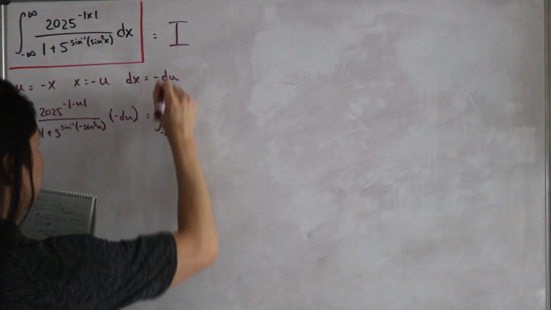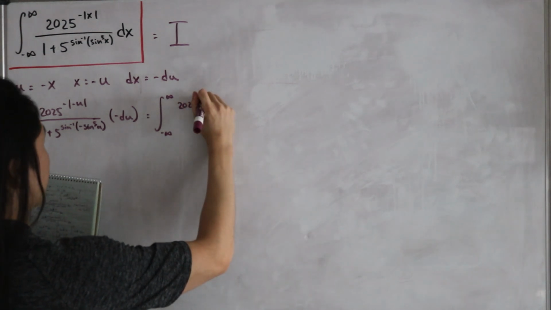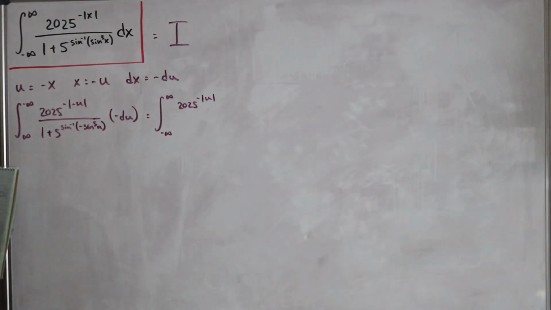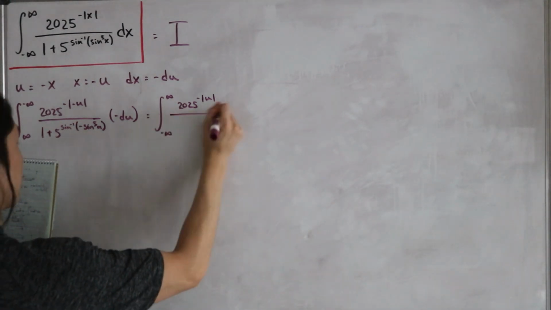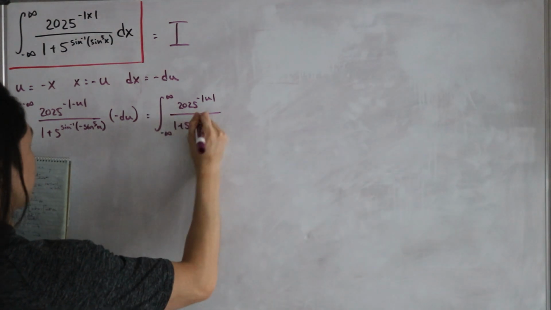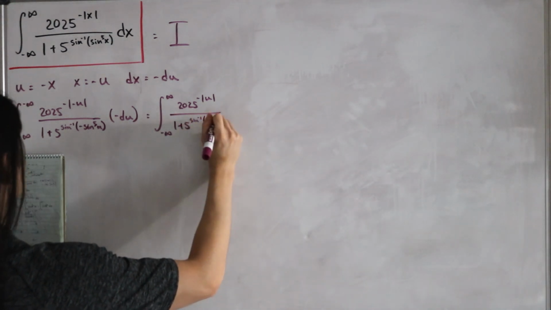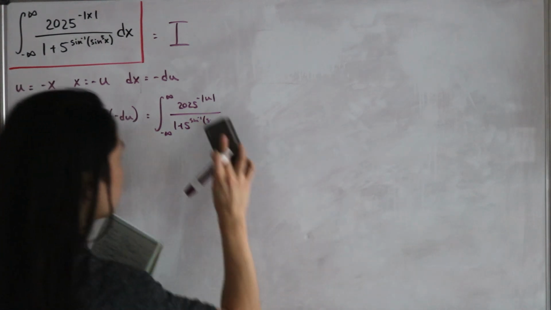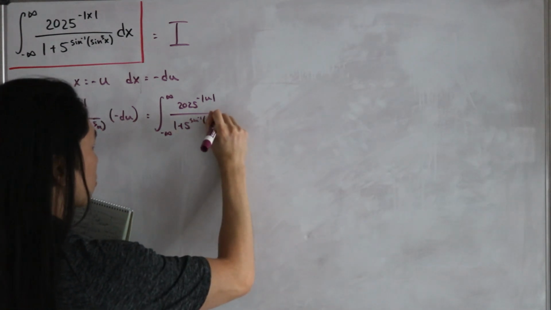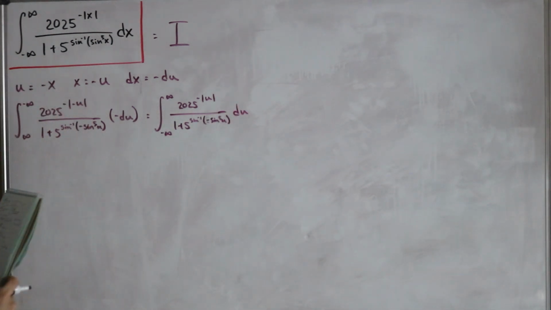So from negative infinity to infinity, 2025 to the power negative the absolute value of u, we just replace that. And then on the bottom it's going to say the same, 1 plus 5 to the power inverse sine of, it's actually supposed to be the negative over here, so negative sine to the fifth power of u, and then finish it off with du.